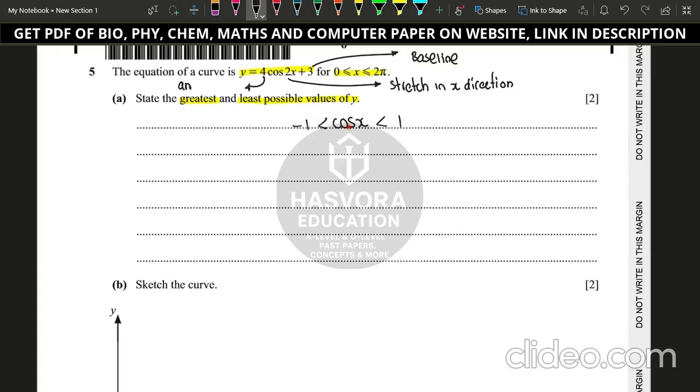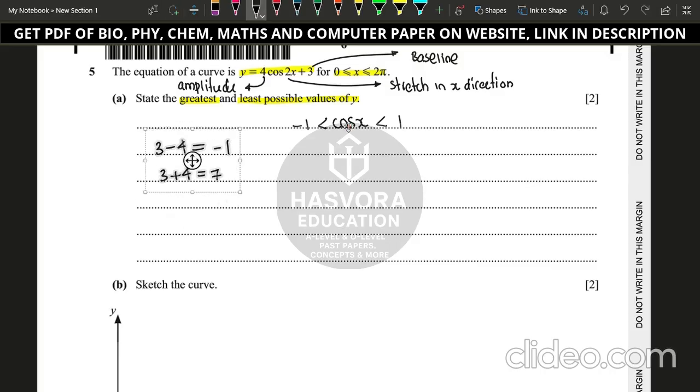If nothing is added, your baseline is going to be 0 by default, and the preceding term is your amplitude. Amplitude means how much is the difference from the mean or the baseline, above and below. So this means I'm going to be going up 4 units and down 4 units from the baseline of 3. So 3 minus 4, 4 units down, becomes minus 1, and 3 plus 4, 4 units up, becomes plus 7.